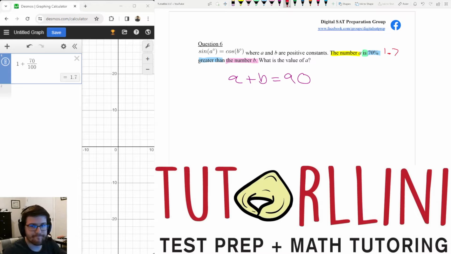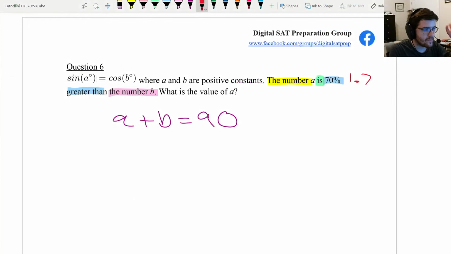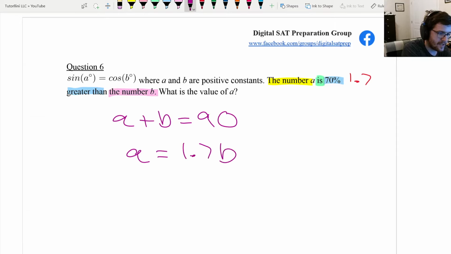1.7. Okay, great. Let's come back over here. Okay, so A equals 1.7b. That's how that translates now that we have that nice handy dandy percent multiplier. Man, percent multipliers are really helpful on this test.